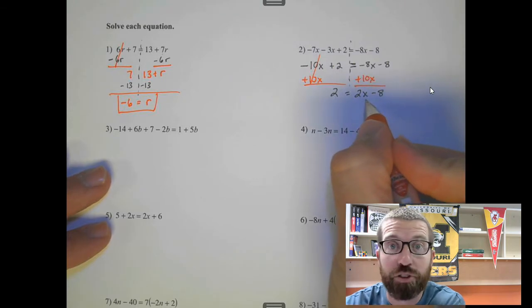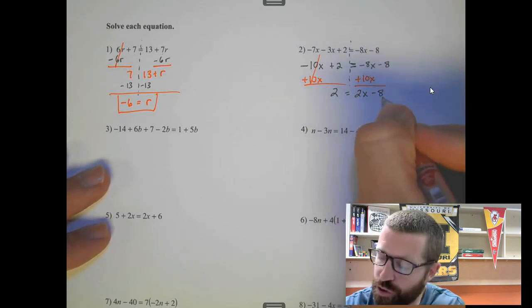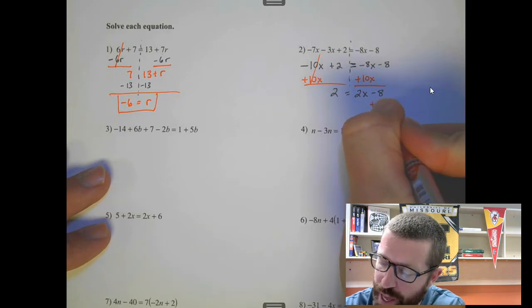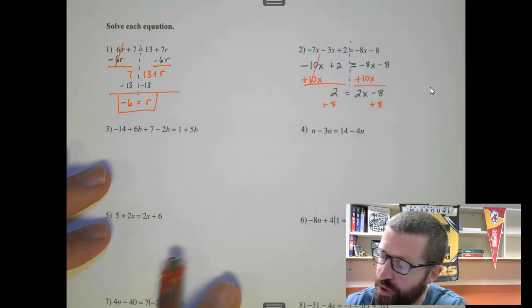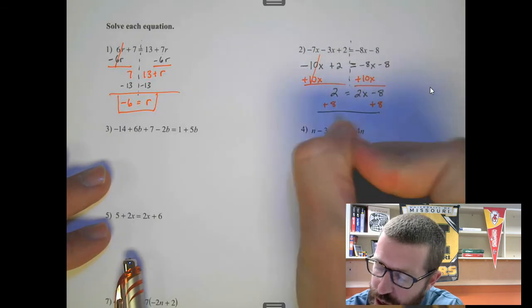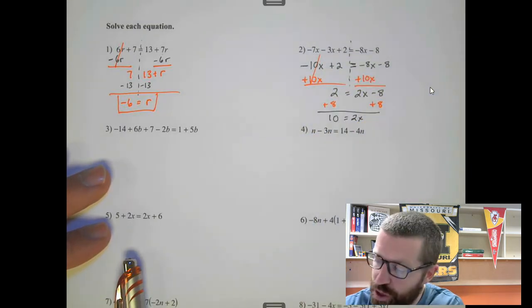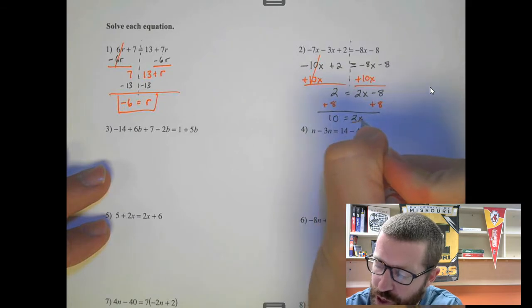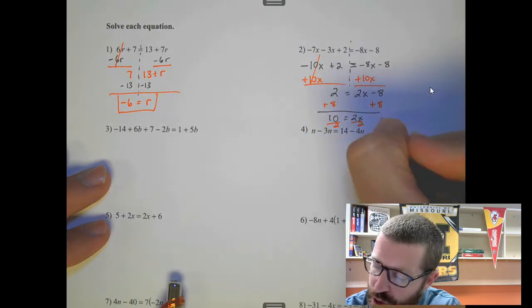Then I want to get x by itself, remember, so I want to get rid of the 8. I have to get rid of the addition and subtraction first. So I add 8. And that gives me 10 is equal to 2x. I'm kind of running out of room here, but to get x by itself, I divide by 2. And x is equal to 5.